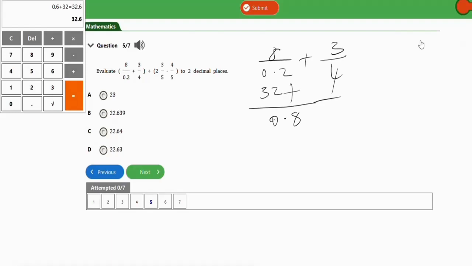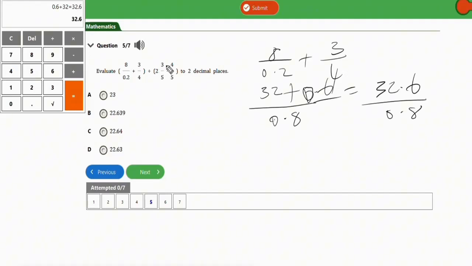Okay, so remember we have 2.6 here. So we are going to have 32.6 over 0.8. This is the output for what we have at this bracket. Now let's simplify what we have for the other bracket.